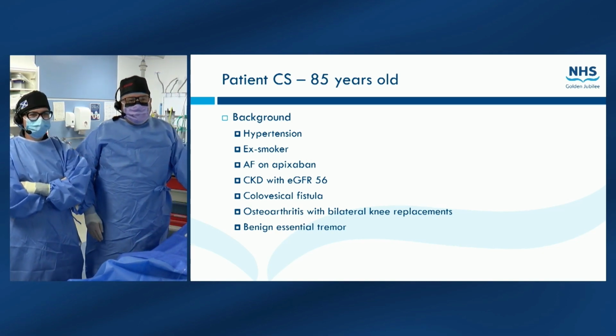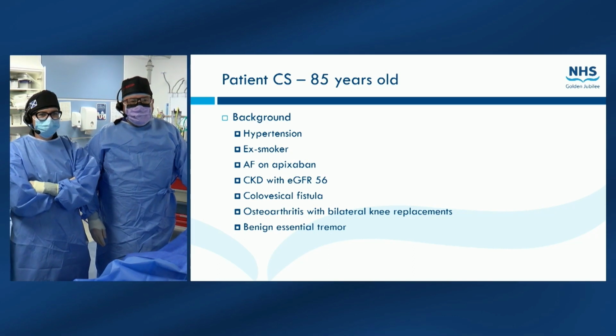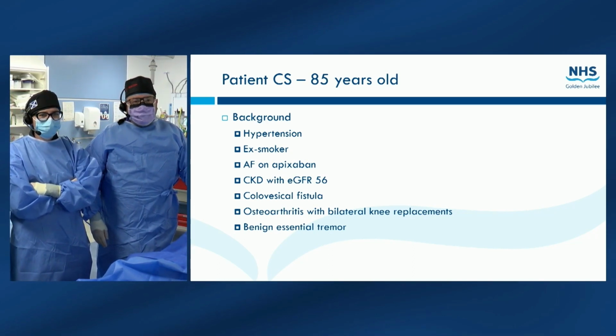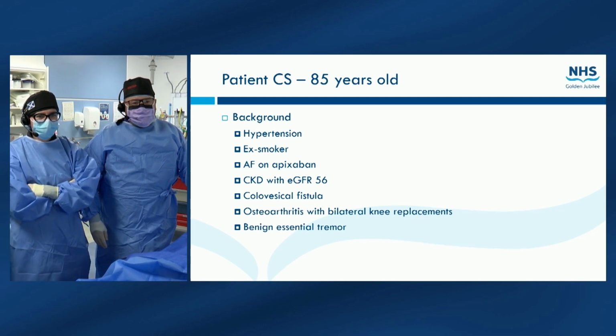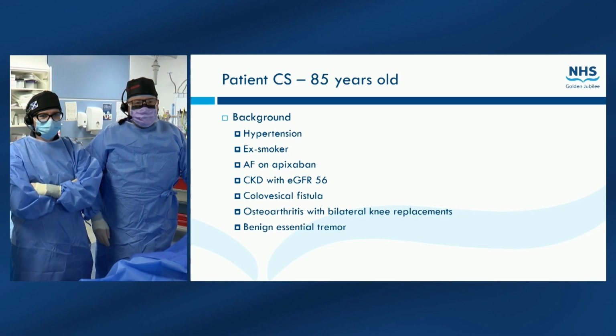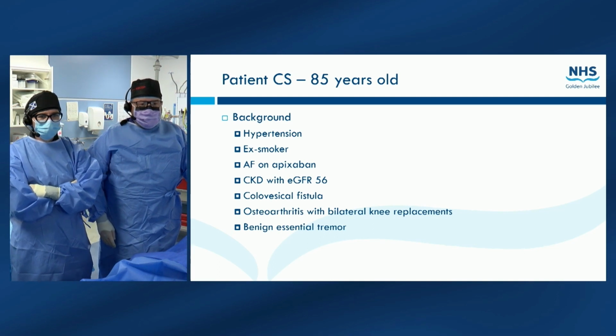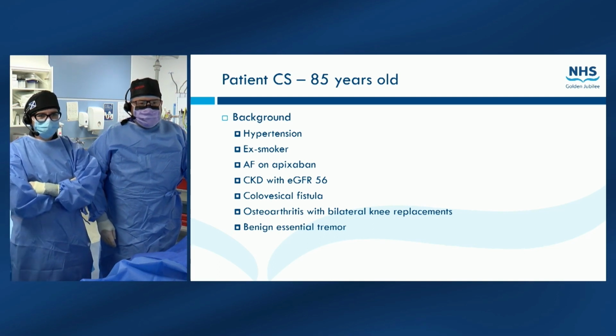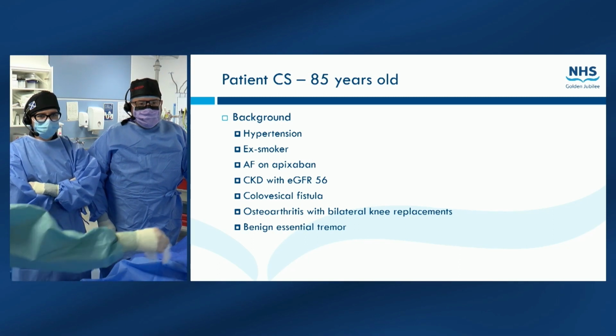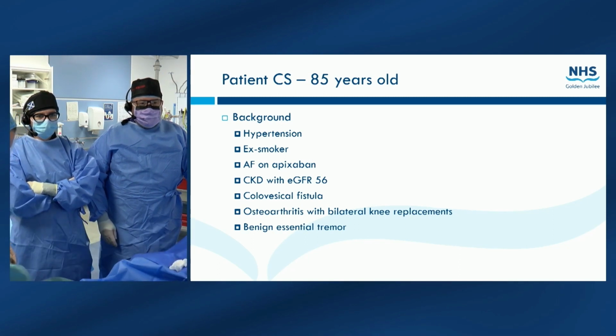His own background, he has hypertension, he's an ex-smoker, he has atrial fibrillation, for which he normally takes apixaban, though he stopped it a couple of days ago in preparation for this case. He has a degree of chronic kidney disease. His most recent eGFR was 56. He has a colovesical fistula, which is historic and doesn't cause him much in the way of problems, certainly doesn't cause him any bleeding. He has osteoarthritis, he's had bilateral knee replacements. And of note for the case today, he does have quite a marked benign essential tremor affecting both of his arms.